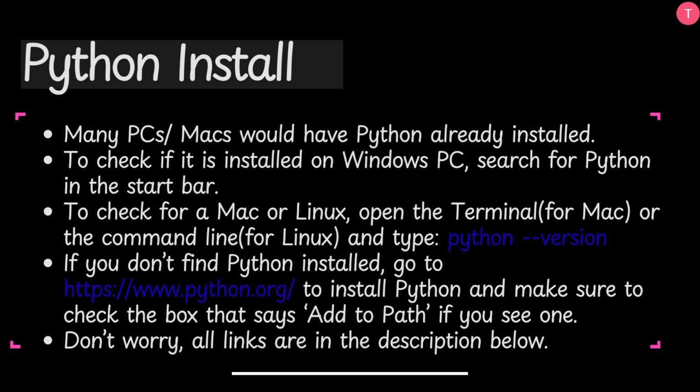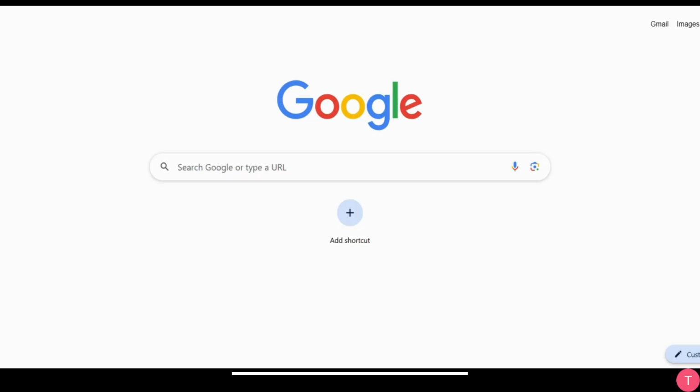Now, many PCs or Macs will already have Python installed. To check if it is installed on Windows, search for Python in the start bar. To check for a Mac or Linux, open a terminal for Mac or the command line for Linux and type in python --version.